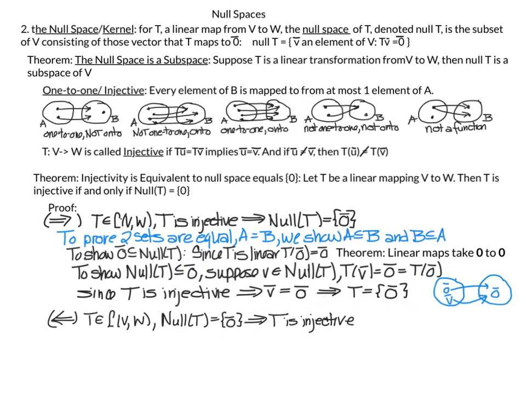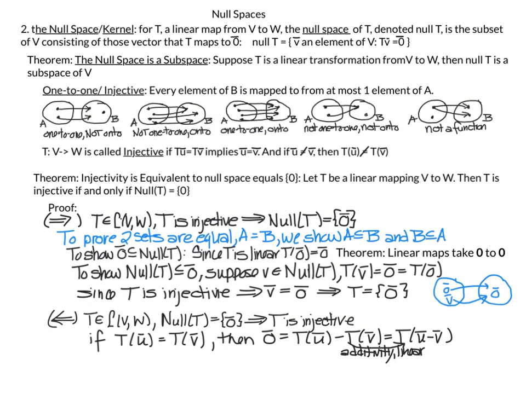For the opposite direction, we start with the null space of T is equal to {0}. We want to show that T is injective, and we have these notes here about injective. So if T of U equals T of V, that implies U equals V. And if U does not equal V, then we expect T of U not to equal T of V. So let's see how we're going to use that. We'll start with this statement here. If T of U equals T of V, so we're going to copy it down here.